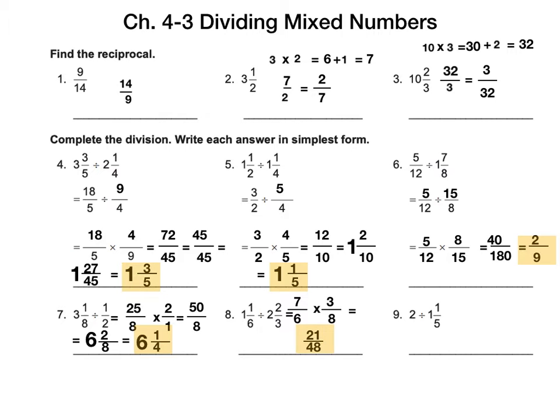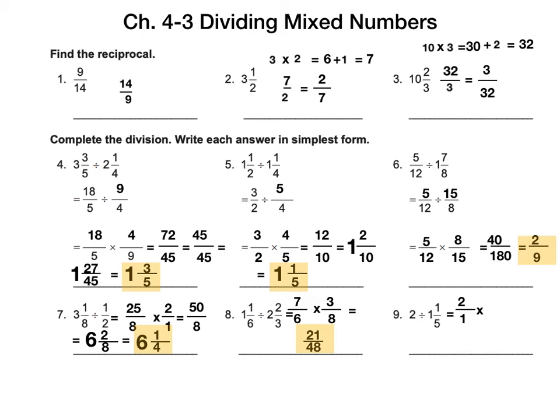Now, number 9, we have a whole number and a mixed number. We already know when you have a whole number to turn it into a fraction, we just simply put it over 1. So that's what we're going to start with. We have 2 divided by 1 and 1/5, so we're going to put our 2 over 1. And then we're going to change our division to multiplication.